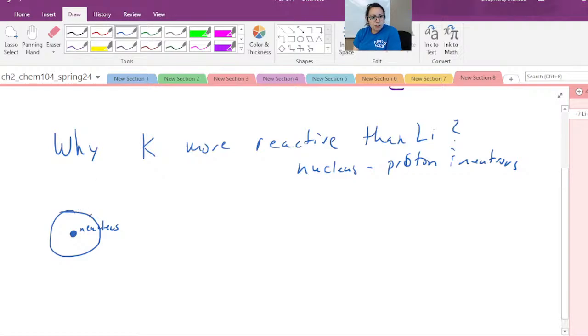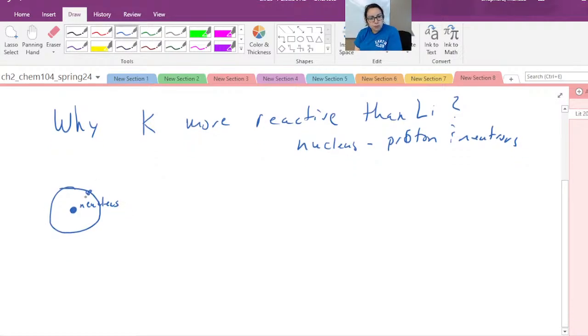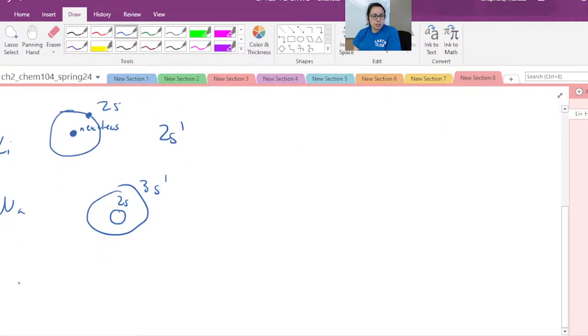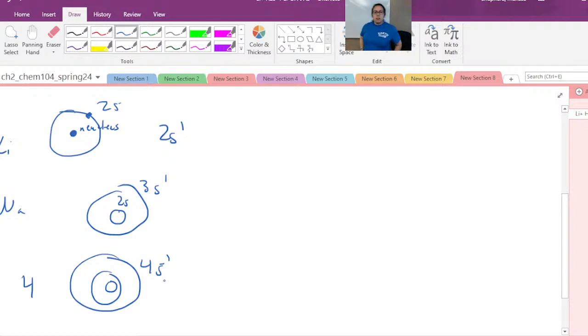And then what happens as our little valence electron gets further and further out? Lithium is in the 2s, so 2s1 for its configuration. Sodium, I'll try to draw. It's 2s, but now it's 3s1 for its valence electron. And potassium is even further down as 4s1. So what can we say about our electron and its distance to the nucleus? Yeah, it's getting farther away.